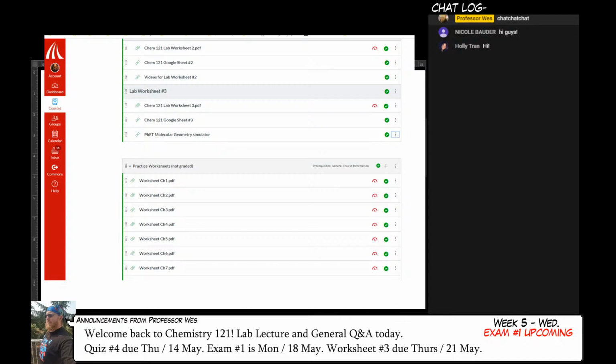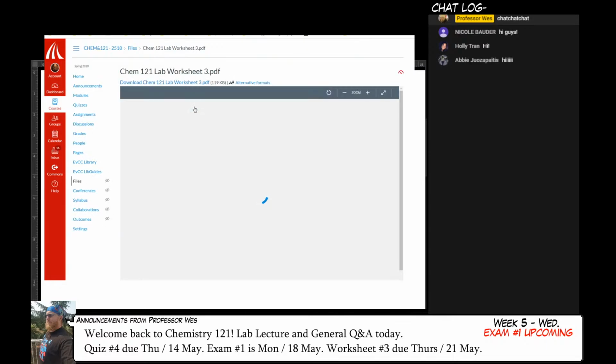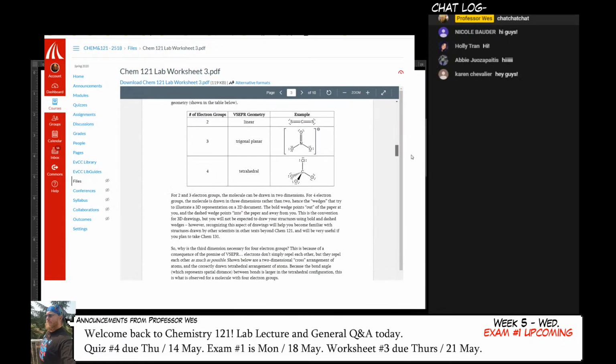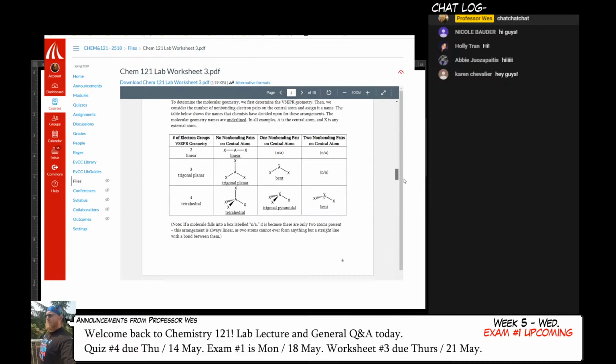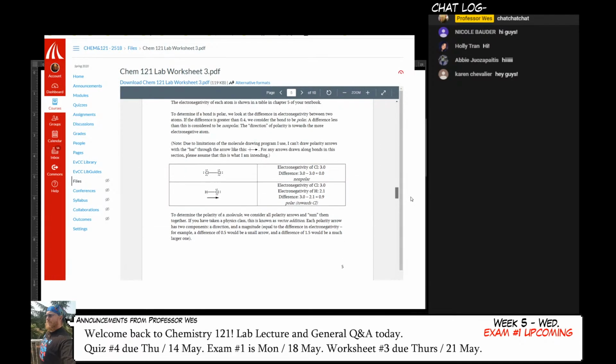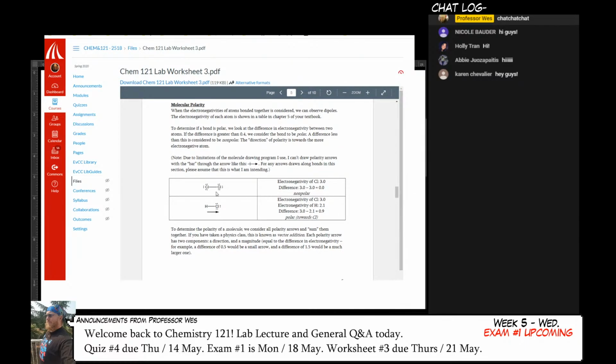If you go to the Canvas page, you go to the Modules tab, you go to Lab Worksheet number 3. You can download Lab Worksheet number 3, which is a tutorial on how to draw molecules and how to name stuff. We have gone over virtually all of this in class with one exception, which I'm going to point out. So I typed this all up last night. It took forever. The only thing that we have not done yet is polarity.